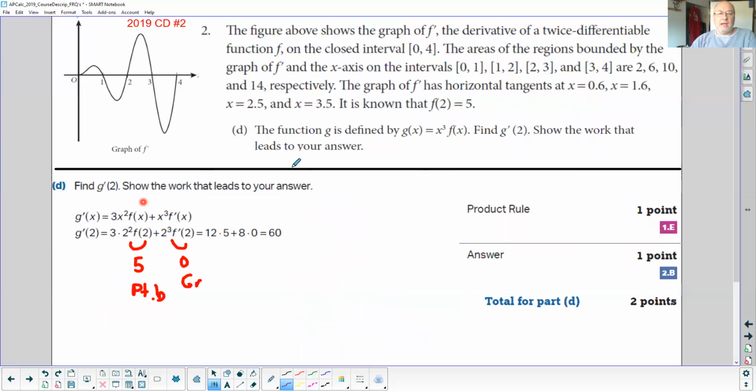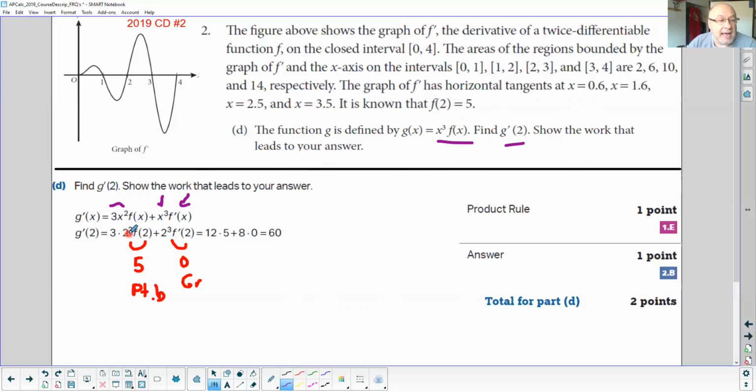Part D. G is defined by this. Find G prime. Well, that's pretty simple. It's product rule. So how do I do product rule? I take the first times the derivative of the second. They do it backwards. That's the first. The derivative of f is f prime. That's the second. So the first times the derivative of the second plus the second, f of x, times the derivative of the first. The derivative of x cubed is 3x squared. If I was writing this out, I would have had these reversed, but addition is commutative, so it doesn't matter. Now you just have to work it all out.